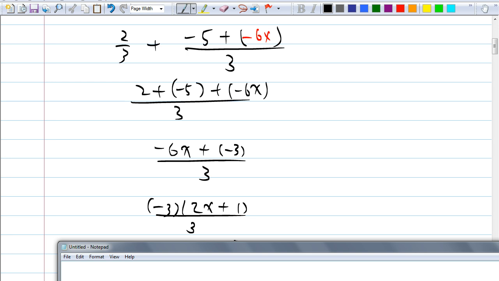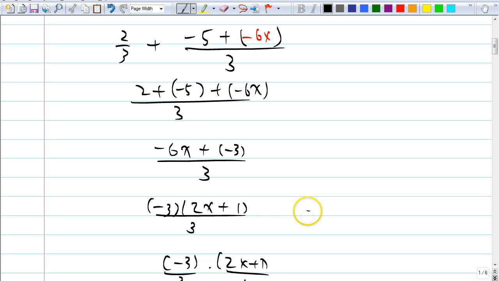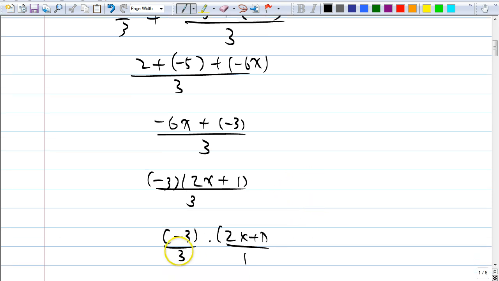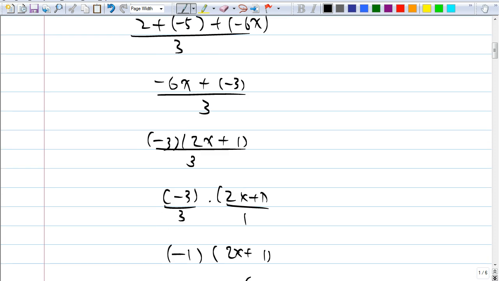You guys remember that? Don't just cancel. The only time you could cancel is if it's a factor of the whole numerator or the whole denominator, because when you cancel things out, you're dividing top and bottom by that number. So you can't just cancel those out. So can I rewrite this as negative 3 over 3 times 2x plus 1 over 1? And what is negative 3 over 3? Negative 1. That just becomes negative 1.